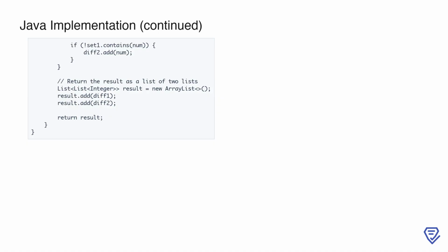Once we have both lists, diff1 and diff2, we combine them into a single result. We create a new list of lists called result, add diff1 as the first sublist, and diff2 as the second sublist. Finally, we return this result list, which contains the two lists of unique elements. This concludes the implementation, effectively solving the problem by leveraging sets for efficient comparison and lists for storing the output.